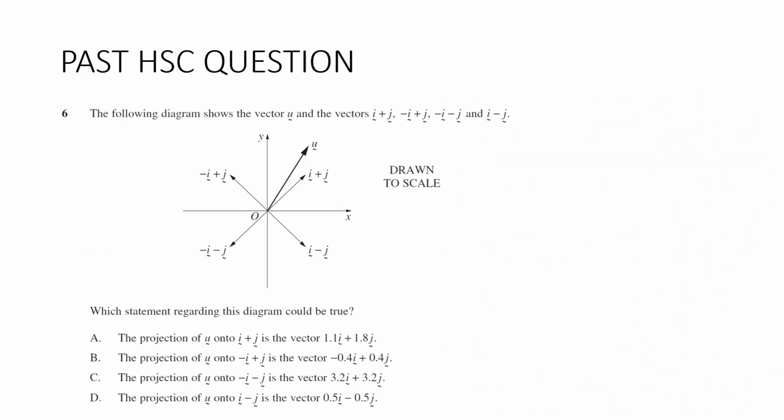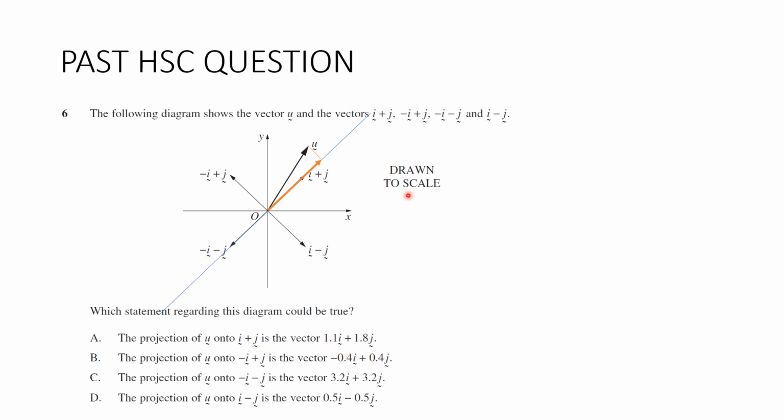And here's another past HSC question, this one from 2022. The following diagram shows the vector u and the vectors i plus j, -i plus j, -i minus j, and i minus j. Which statement regarding this diagram could be true? So with all these sorts of questions, we've got to go through all of them. We'll start here. The projection of u onto i plus j. So I need to extend that a little bit, and there's the projection there. So we're looking at this vector here. Could it be the vector 1.1i plus 1.8j?